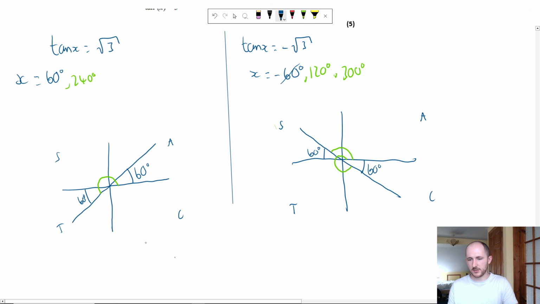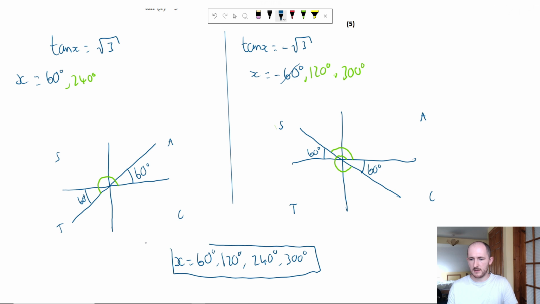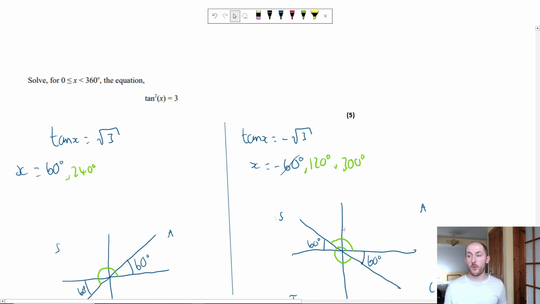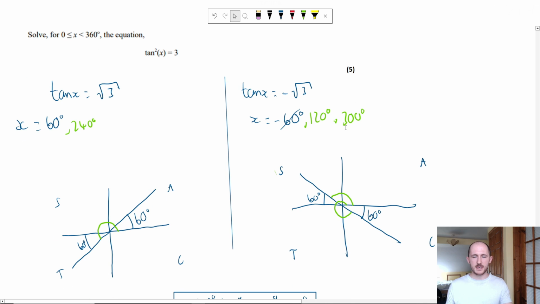So at the end, I'd literally just write in a box x is equal to 60, 120. I like to put them in order of size. I don't know why. I'm just built that way, you know. Those are our 4 answers for our 5 marks. Again, for a 5 marker, it's not that bad. There are far worse questions that are worth fewer marks in A-level maths. Believe you me. But hopefully that makes a bit of sense, and hopefully you can see what happens.